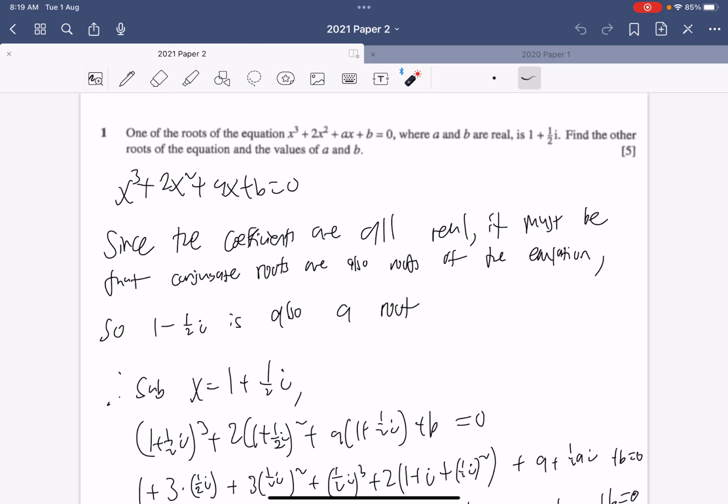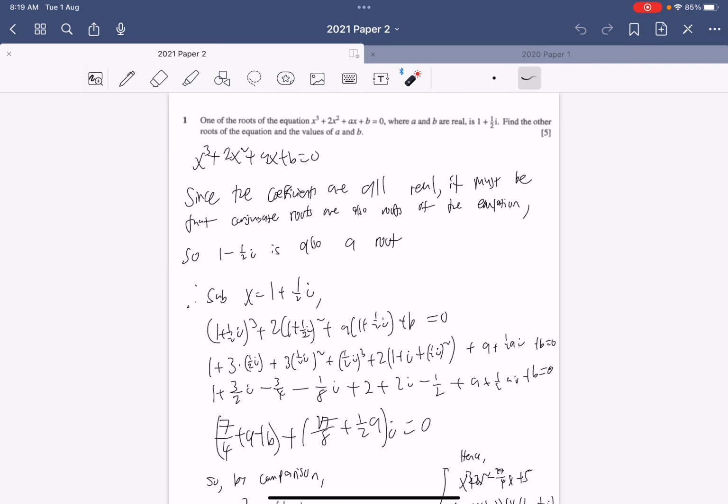What do I mean is the conjugate of this root, 1 minus half pi I, must also be a root of the equation, because these conjugate roots will then cancel out to become a real factor. So that's what it means. As long as you know that the coefficients are all real, then the conjugate roots of the equation must also be roots of the original equation.